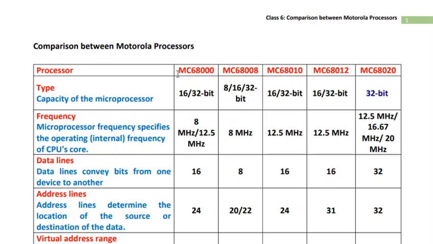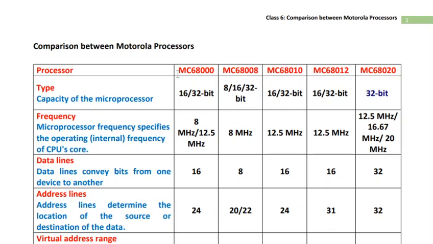In today's class, we will be performing comparison between various Motorola processors. In order to facilitate comparison, we have taken into consideration five major Motorola processors, which are MC68000, MC68008, then we have MC68010, followed by MC68012, and eventually MC68020.